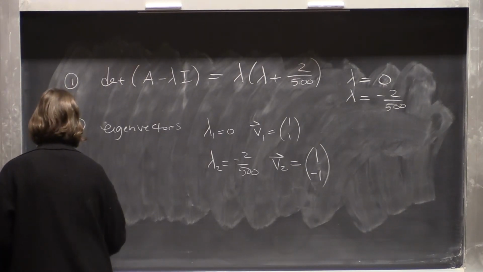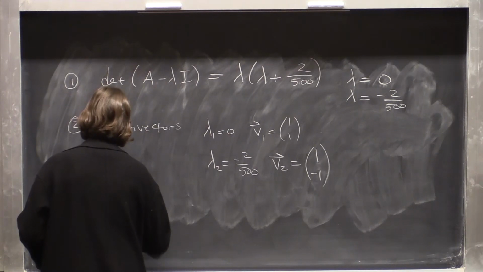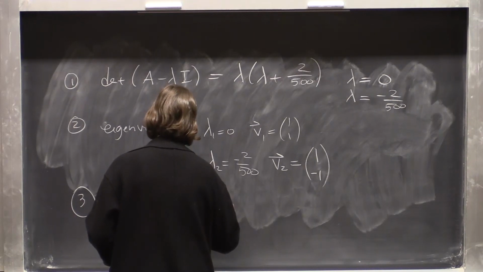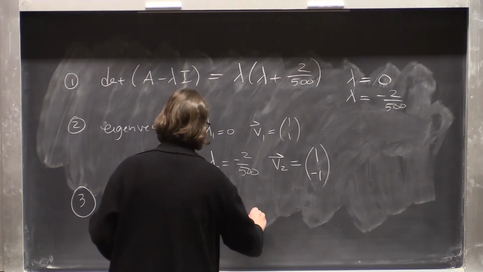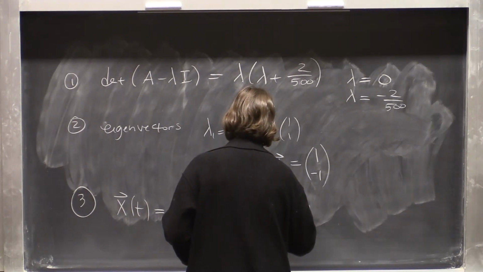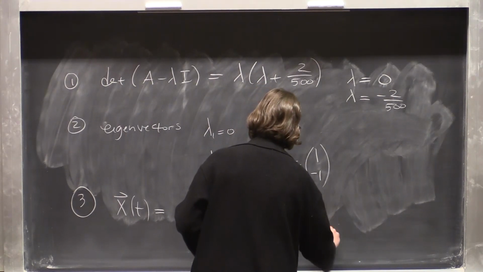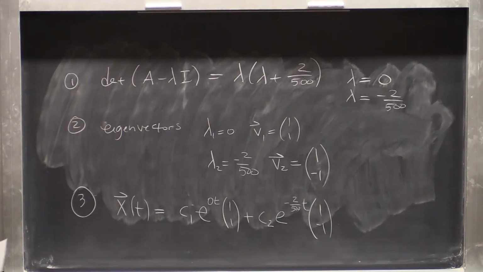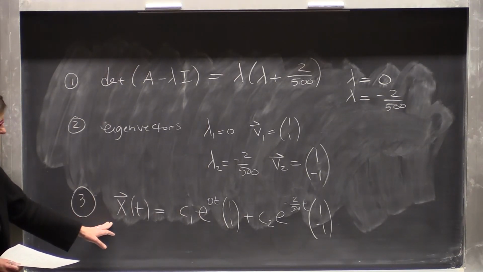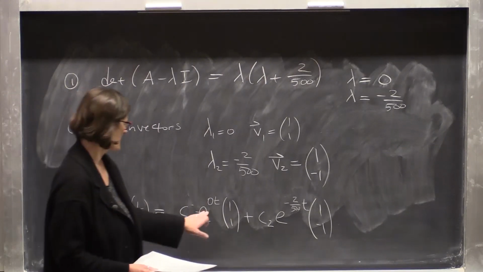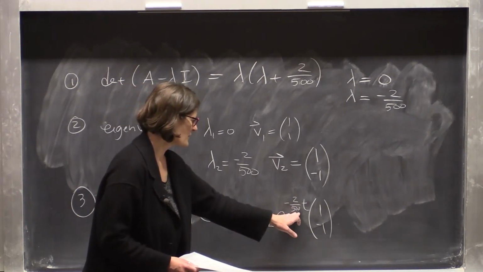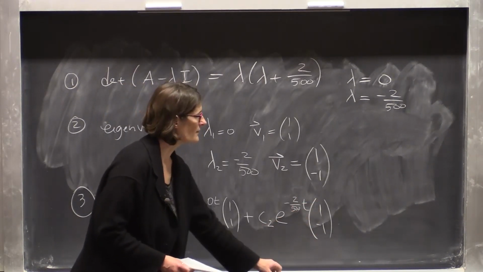The general solution will be anything of the form c1 e to the 0t times (1, 1) plus c2 e to the minus 2 over 500 t times (1, minus 1). I need to convince you that this actually works, that it will always work. For the moment, you just take the eigenvalue, put it in the exponential, and multiply by the eigenvector.